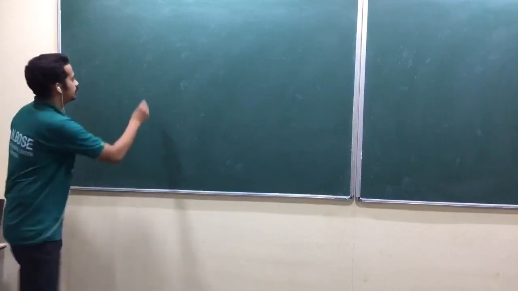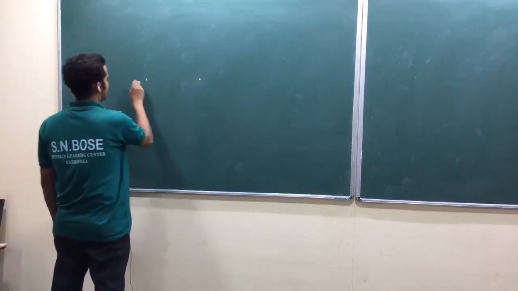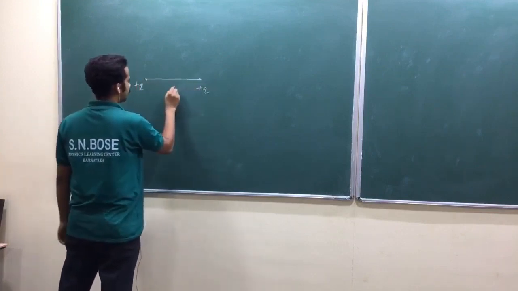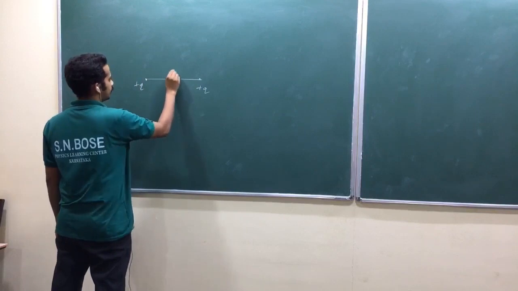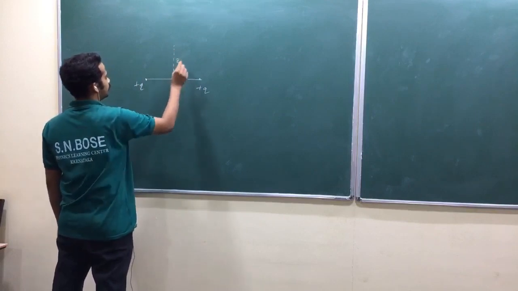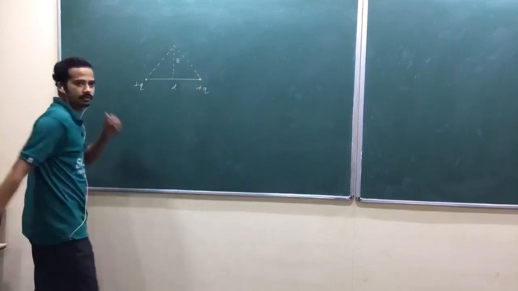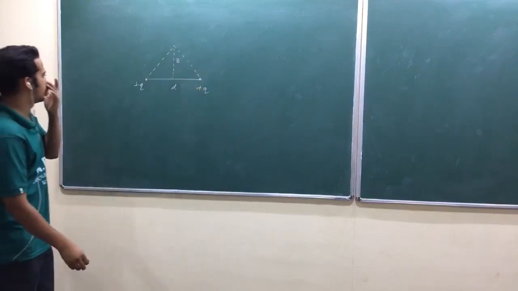I hope we can do this kind of problem. I have plus q here. They are separated by a distance d, and at a distance z above the midpoint between them, what is the electric field? That's the question. How do you find the electric field?